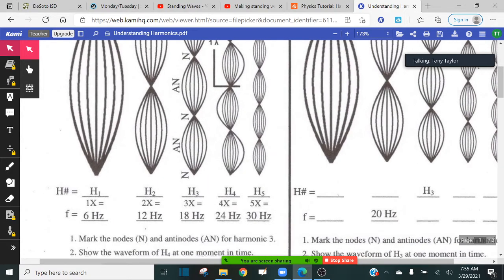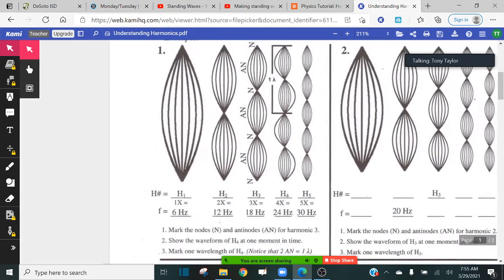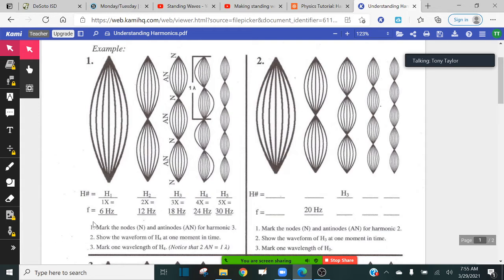Now, guys, let us get into some math here. Imagine that we have a guitar string, and the guitar string at its first harmonic is vibrating with a frequency of 6 hertz. Here's what I need for you to know. If you want to know your frequency at each harmonic, all you do is multiply the harmonic number by the frequency of the first harmonic. By the way, we call this our fundamental frequency.